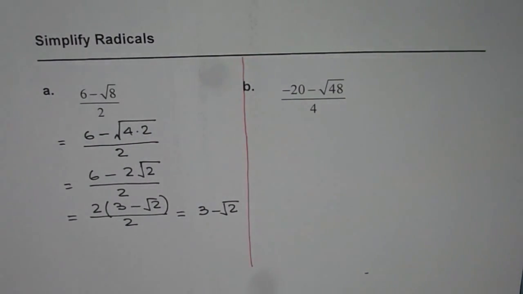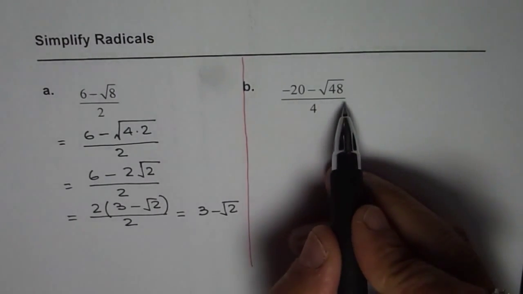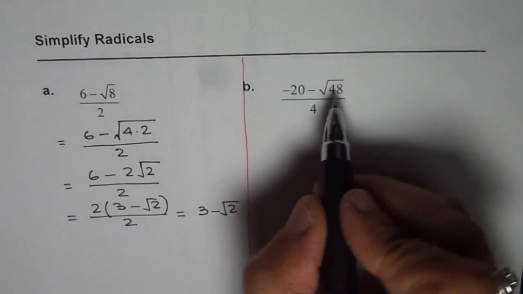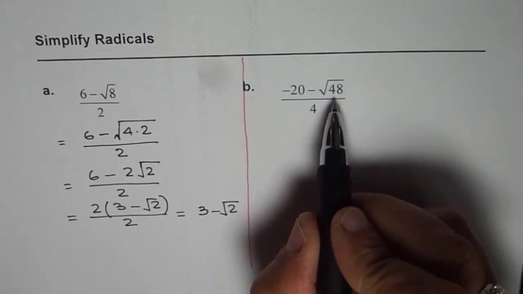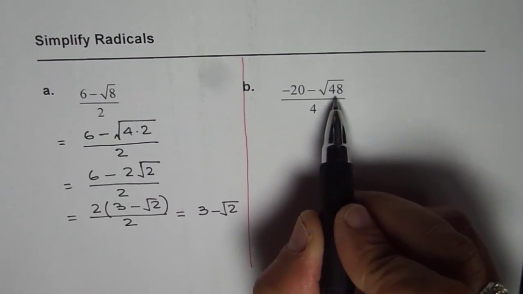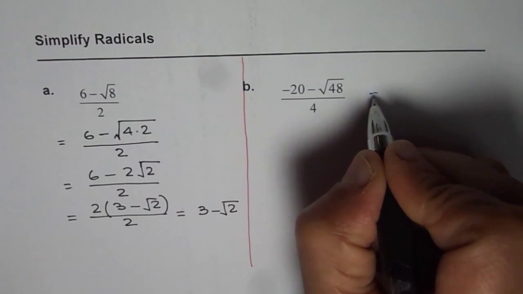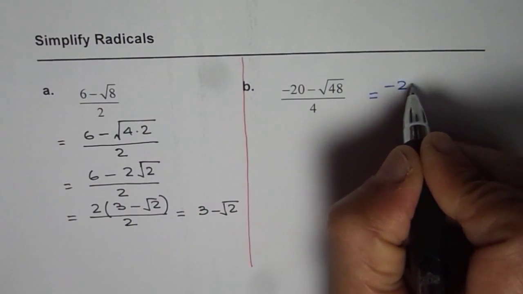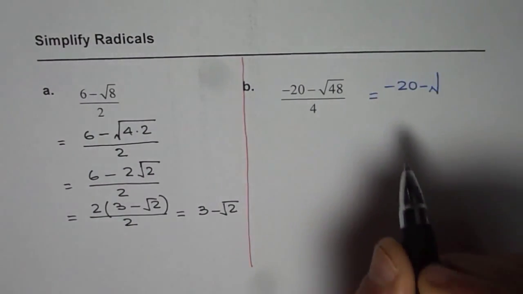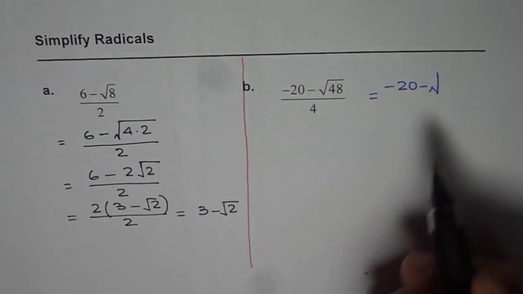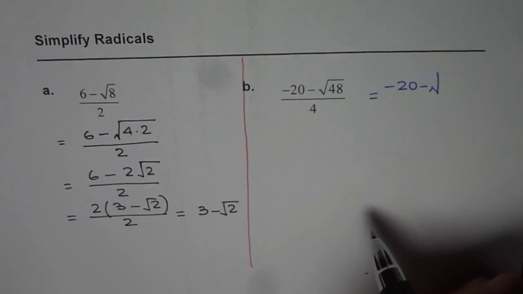Now let's follow a similar strategy to solve the other one. Now in this case we need to find a product for 48 with two numbers in which one of them is a perfect square. Let's see how. We have minus 20 minus square root of, so 48 is what? 6 times 8 is 48, right?